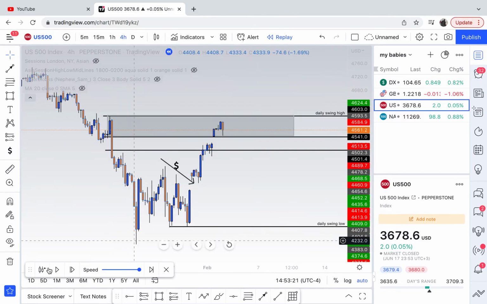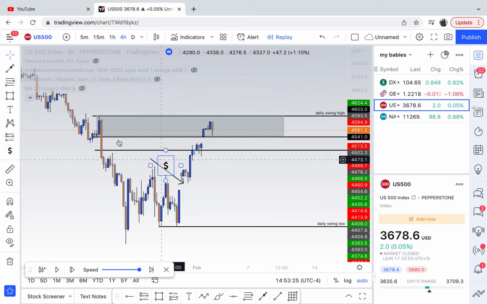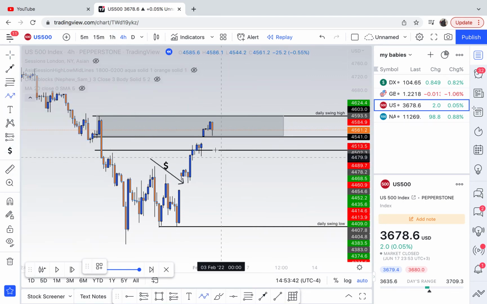So once it comes up there, we have a rejection candle. You could either enter right off of here, with a stop loss right above here, or like I said, you can drop down to a smaller time frame. For the sake of time for this video, I'm not going to jump into this market.